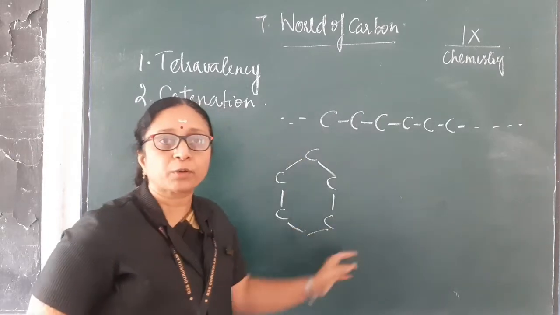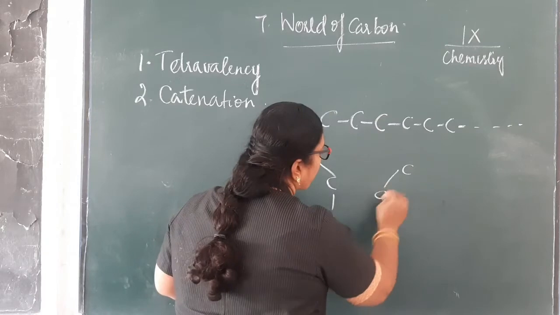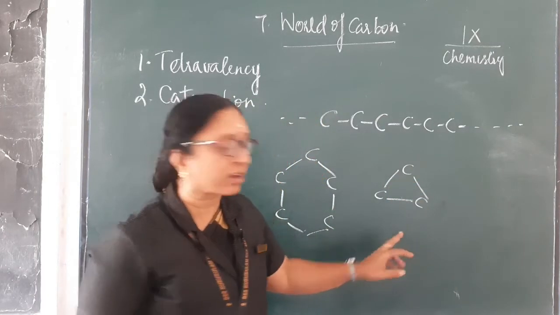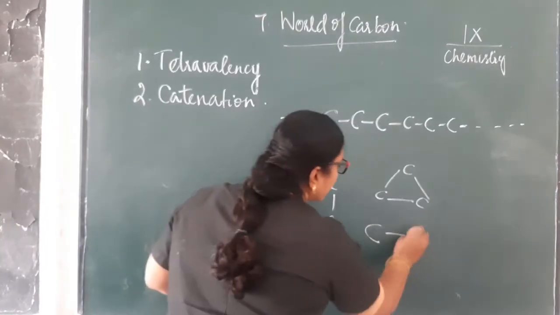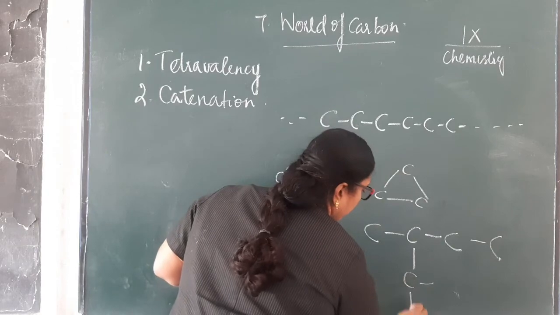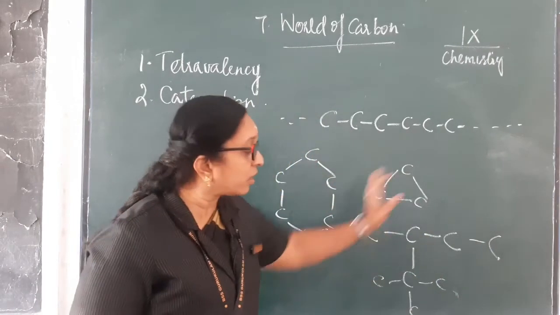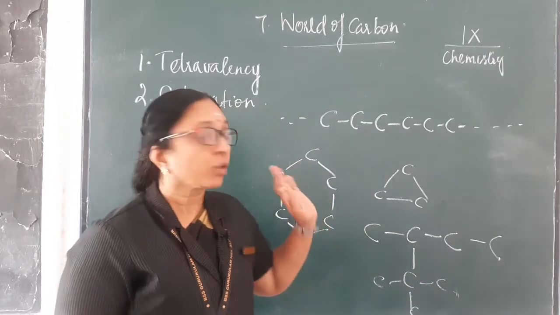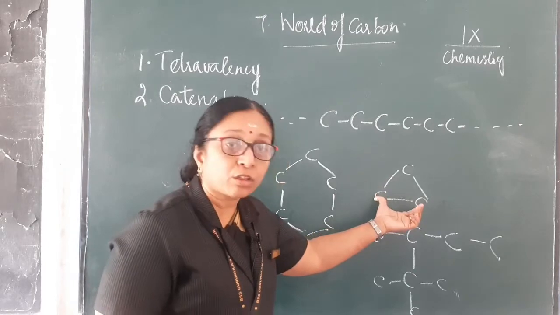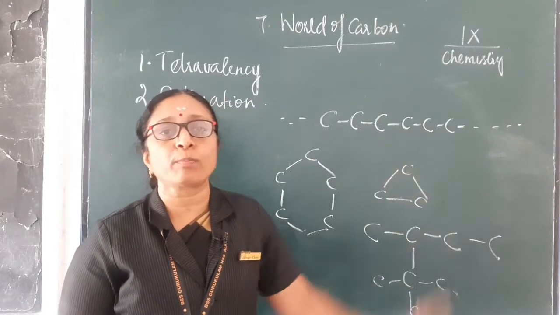This is a ring shaped compound, that is, a closed structure. You can see another in your textbook itself. This is also closed, so we call it ringed structures. You can see branched structures too. So here it is branched. So it keeps on going. So carbon forms ringed, that is closed structures, branched structures and straight chain compounds also.